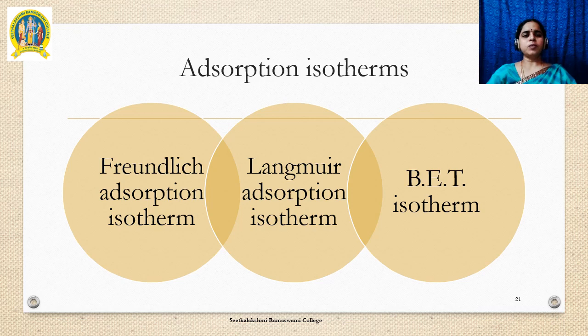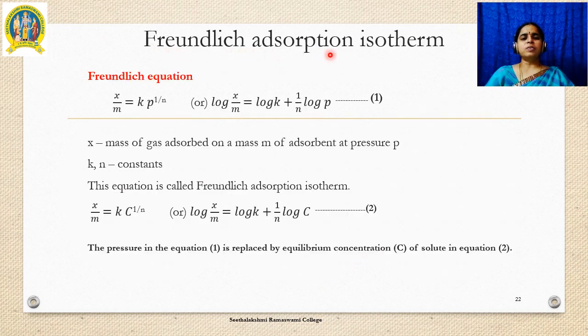There are three types of adsorption isotherms reported. They are Freundlich adsorption isotherm, Langmuir adsorption isotherm, and BET adsorption isotherm, for a gaseous adsorbate adsorbed on the solid adsorbent or liquid adsorbent. Freundlich adsorption isotherm: the Freundlich adsorption isotherm is an empirical equation that relates adsorption and pressure. The equation is x/m = k P^(1/n).